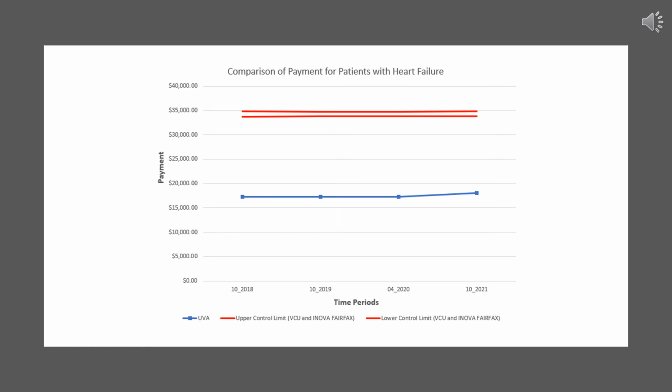So this is an export chart of the comparison of payment for patients with heart failure. As you can see, UVA is much lower than the control limits between VCU and Fairfax Inova. However, this is also mainly because Fairfax Inova is such a big hospital compared to UVA. It's a much bigger hospital scale, therefore their payments are much greater as well. And of VCU and Fairfax Inova combined, it would be even greater than UVA, which is why the UVA hospital is not within the control limits of VCU and Inova.